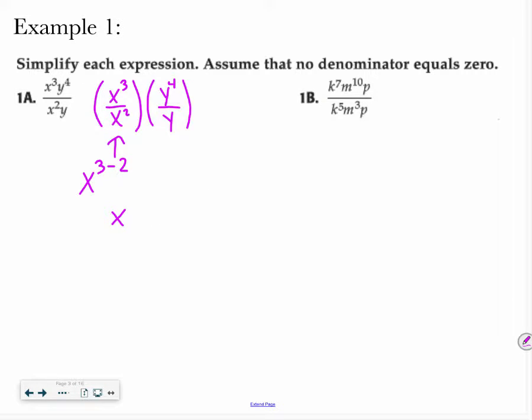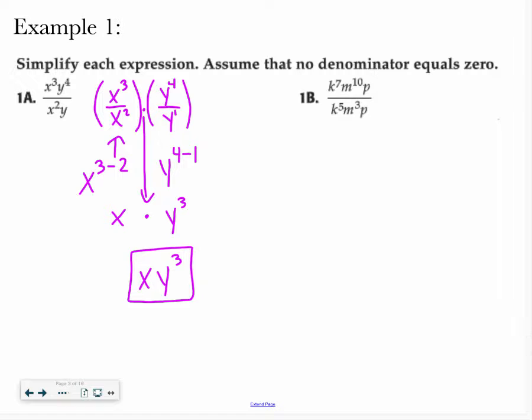And then I have y to the 4th minus, remember, if there's a variable with no number, that's the same as having a 1. So y to the 4th minus y to the 1st, which is y to the 3rd. And these are being multiplied together. So I can rewrite it as x times y to the 3rd. And I have my final answer.